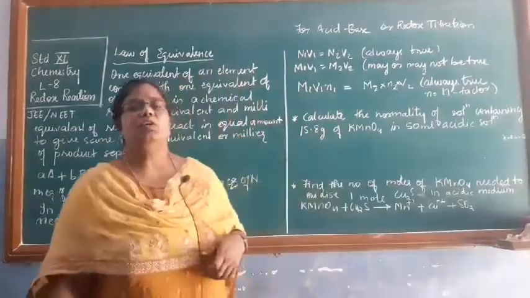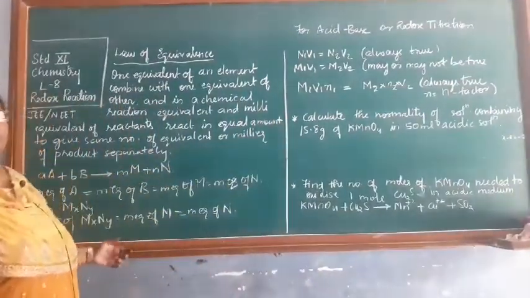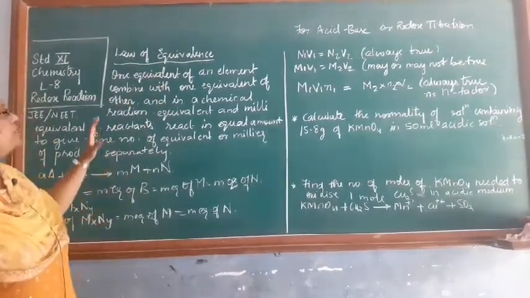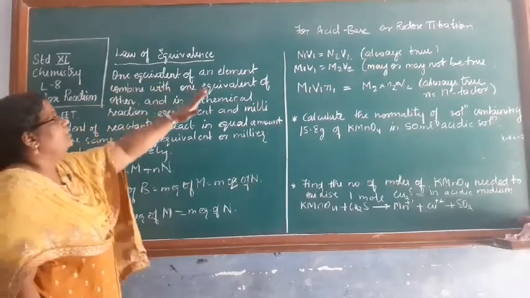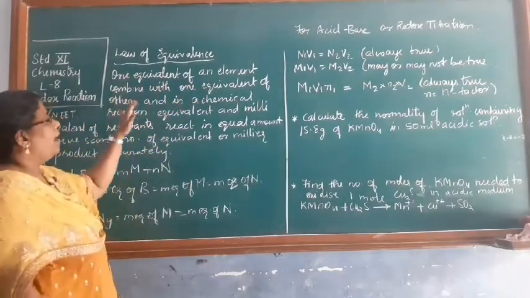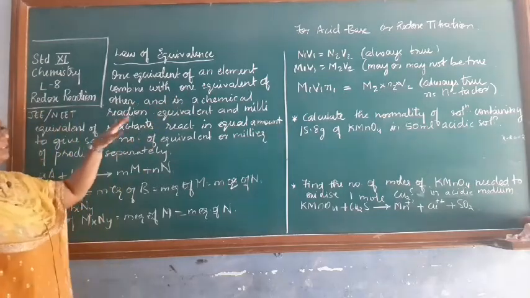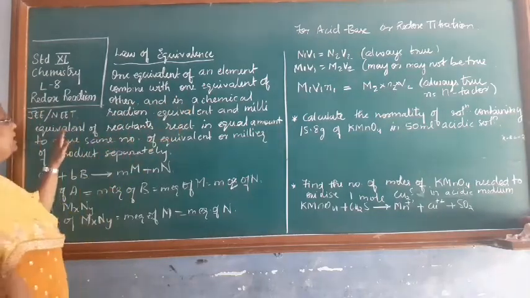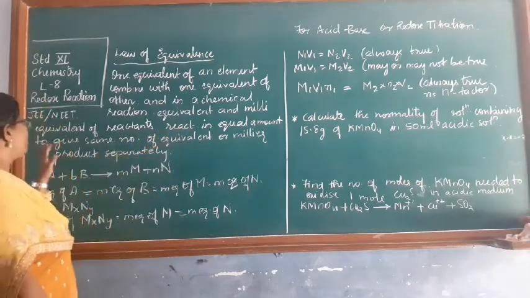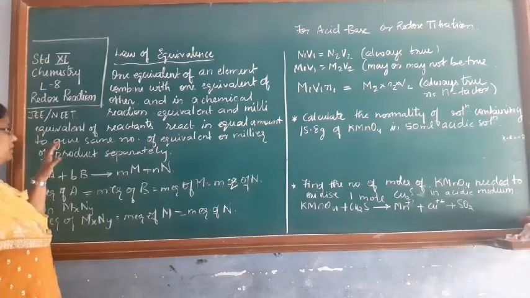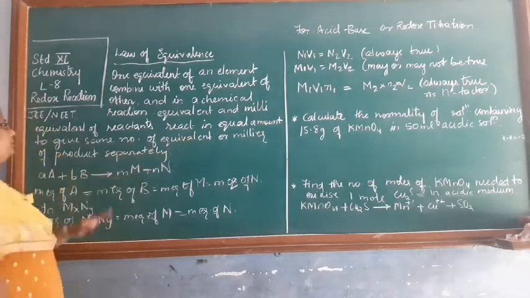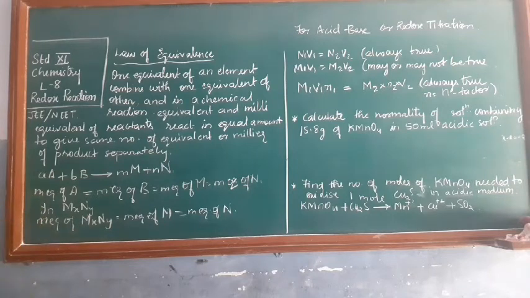Hello children, today we will discuss a small topic of redox reaction, that is the law of equivalence. What does it state? That one equivalent of an element will combine with one equivalent of another, and in a chemical reaction the equivalents and the milli equivalents of reactants react in equal amounts to give the same number of equivalents or milli equivalents of the product separately.